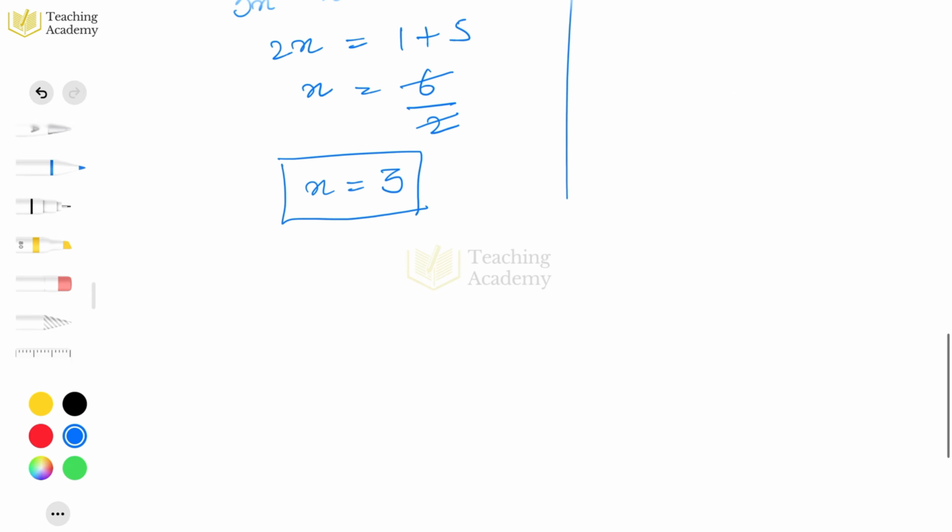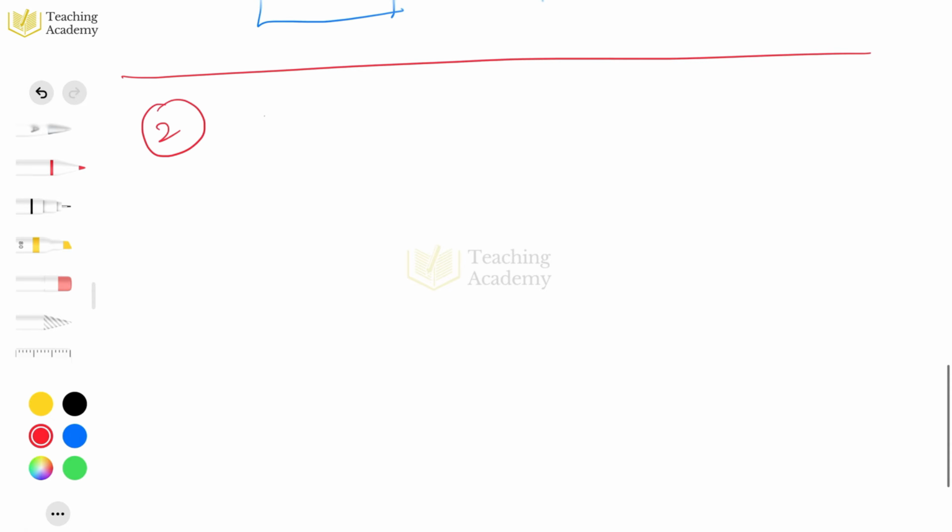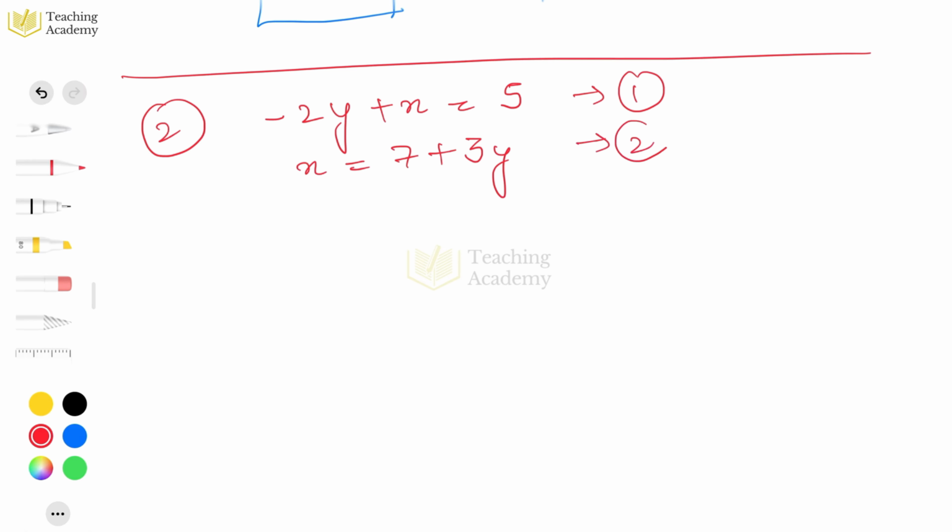Let's take one more example to build a better understanding of it. I'm solving it with the same method. Suppose we are taking negative 2y plus x is equal to 5. This is my first equation. The second equation is x is equal to 7 plus 3y. This is my second equation.